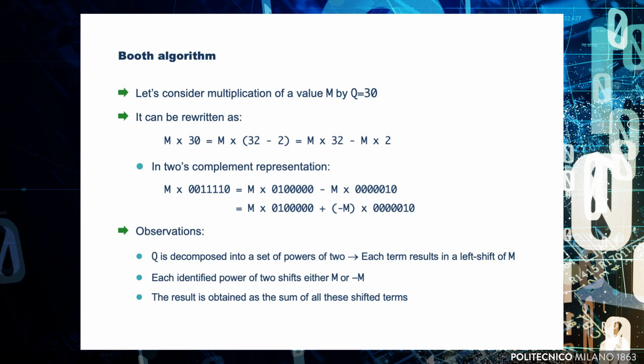In the second equation, we express the same computation in 2's complement form. Here, we also notice that the minus sign can be incorporated into the opposite of the m value. From these equations, we can draw the following observations. Q is decomposed into a set of powers of 2, and in binary format, multiplying by a power of 2 corresponds to a left shift of the multiplicand. Moreover, each power of 2 is multiplied by either the multiplicand or its opposite. Finally, the result can be obtained as the sum of all these terms.